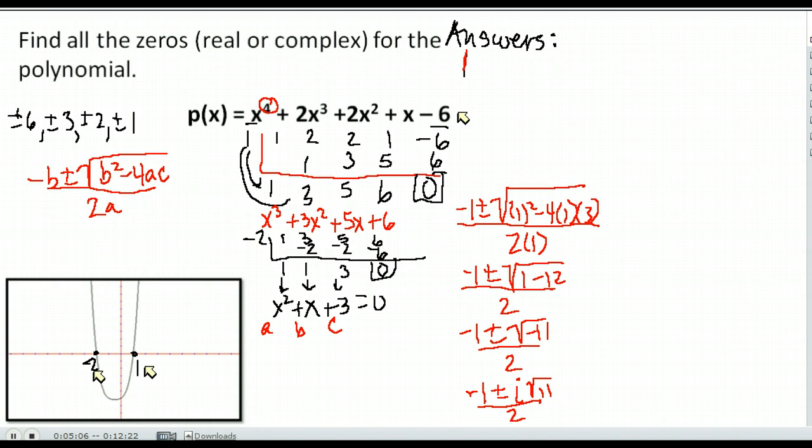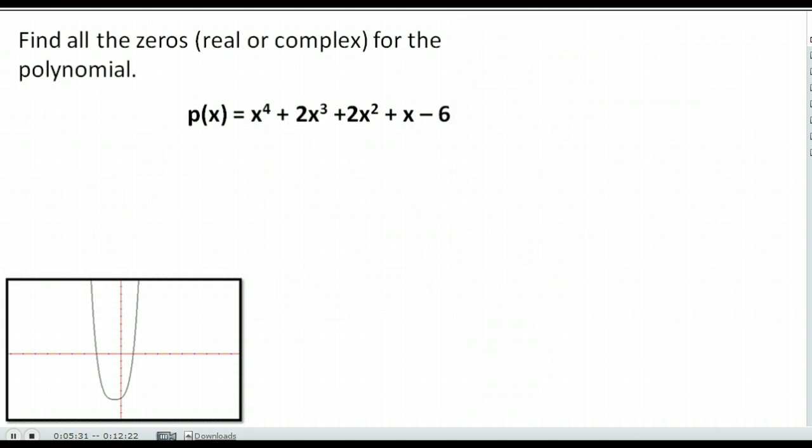My answers are 1, -2, those are my two real zeros, and then my two imaginary zeros, negative 1 plus or minus i root 11 over 2. So you can see why it's important to continue doing synthetic division and breaking down that polynomial rather than going back to the beginning. Otherwise, you'll be going, how do I find those imaginary zeros? And this is how you do it.